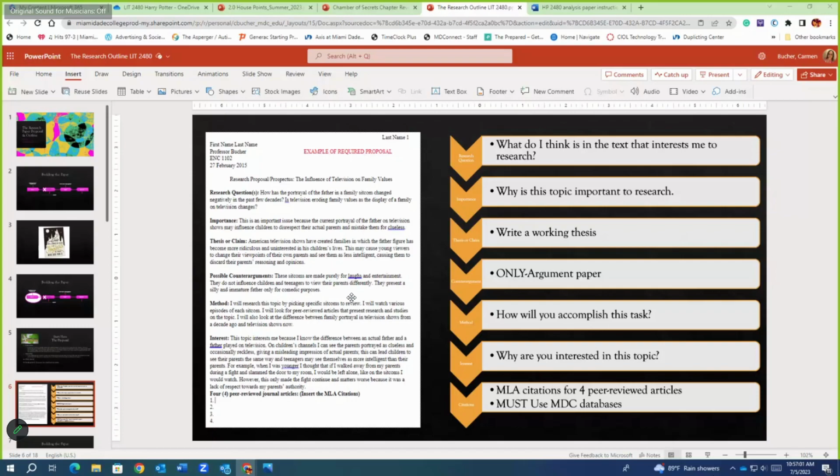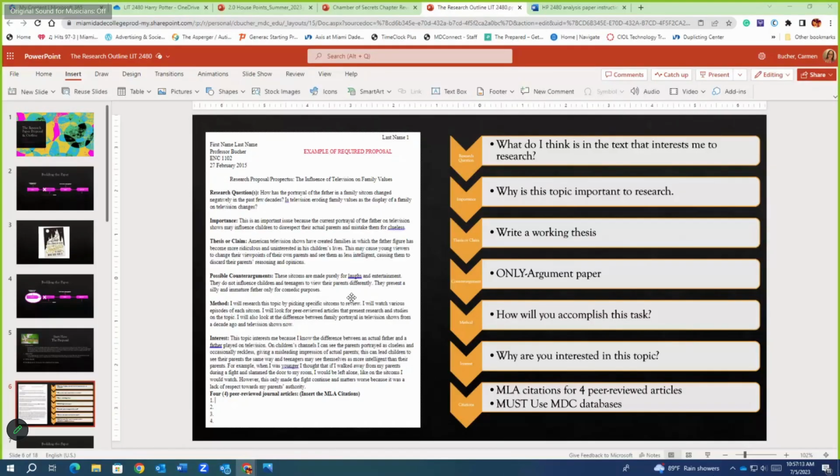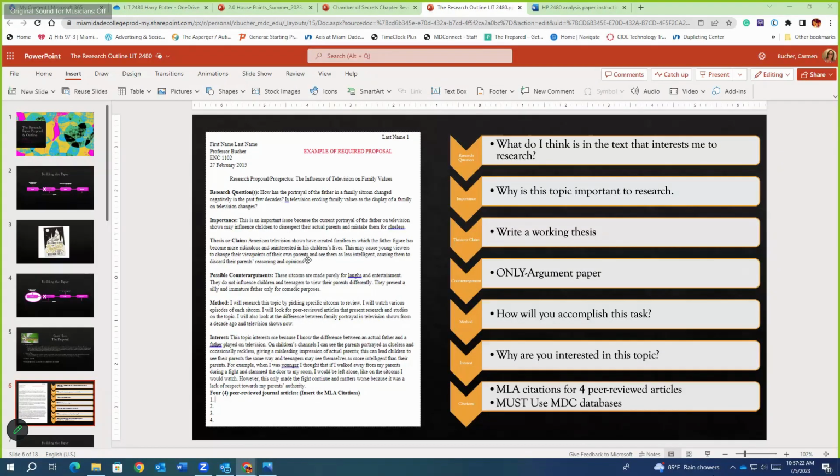If you are not writing an argument paper, then you're going to write right there, this is not applicable for me, or just not applicable. Okay, method. The method is, how am I going to do this paper? I want you to write me sentences that are proclamations, declarative sentences that state, this is what I'm going to do to get this paper done. What am I going to do?